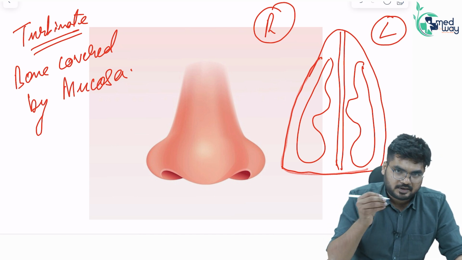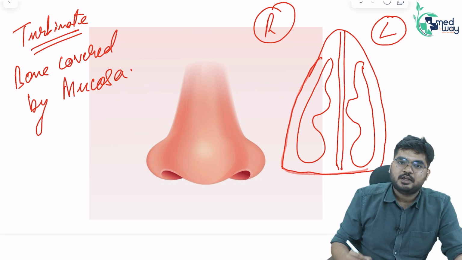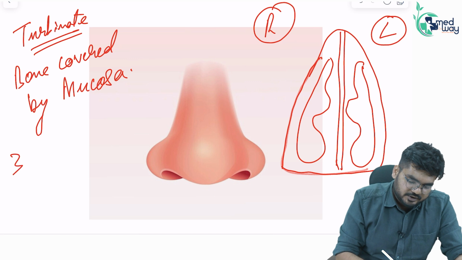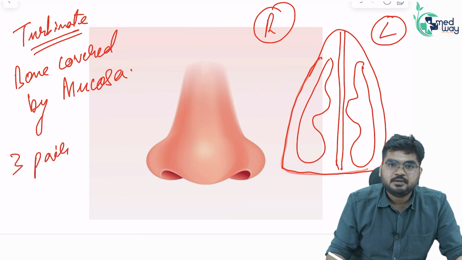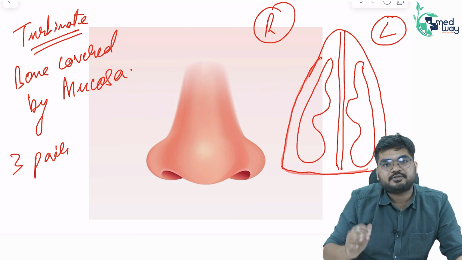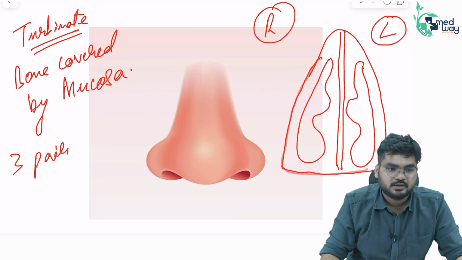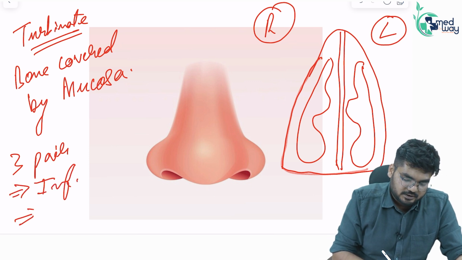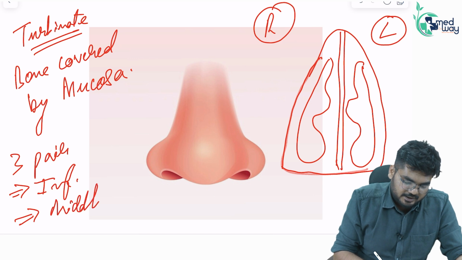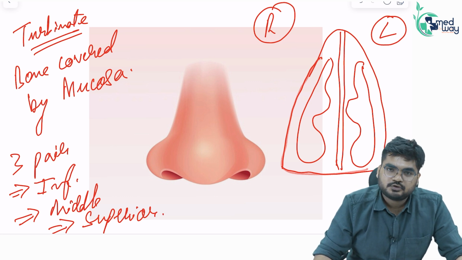On both the sides, right and left nasal cavities, we have turbinates. That means a bone which is covered by mucosa. In general, we have 3 pairs of turbinates. Why am I saying 3 pairs? Because 3 on the right side, 3 on the left side. Rarely there is a 4th one, but in general there are 3 turbinates. What are these? It is the inferior turbinate, the middle turbinate, and lastly the superior turbinate. These are the turbinates: inferior turbinate, middle turbinate and the superior turbinate.